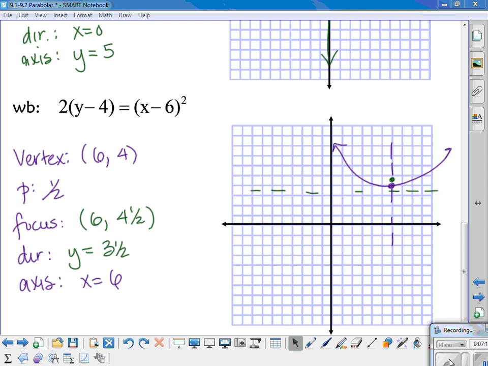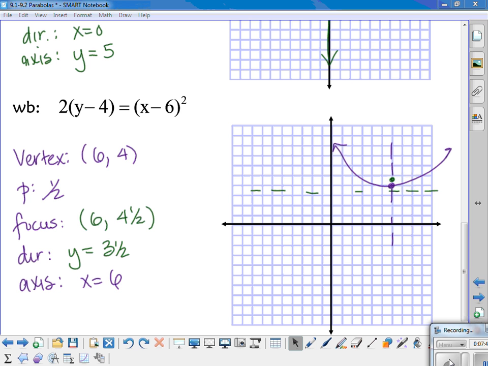Okay, so this one was vertical and going up. So if you start at your vertex, you found that P was a half because 2 divided by 4 is 1/2, right? So you just have to go up half of a space to get to your focus. So it's at (6, 4.5), and the directrix is y equals 3.5. Okay. Questions? Did we all get there pretty much?